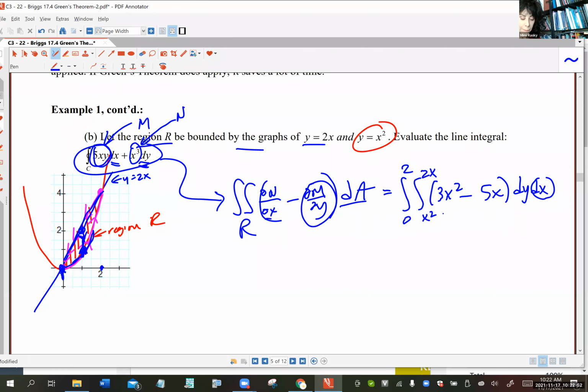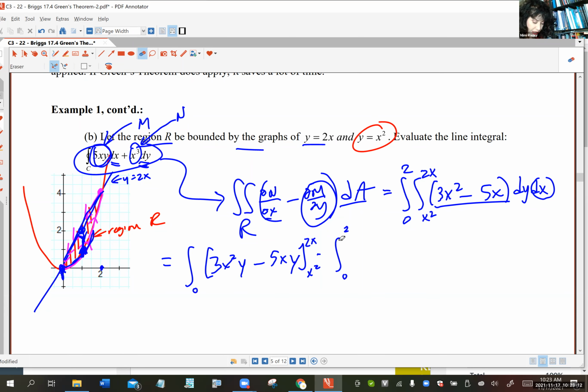So let's go ahead and do that now. We're going to take the integral of 3x squared minus 5x with respect to y. So that's going to be 3x squared y minus 5x y, and we'll go from x squared to 2x. This is going to be a little bit messy, but oops, I forgot my dx. I still have a dx here. Okay, so now we're going to go 3x squared times 2x, minus 5x times 2x. Okay, I substituted in the 2x.